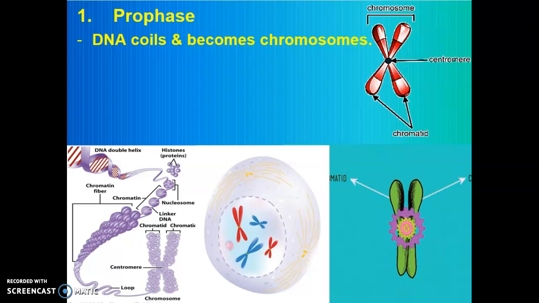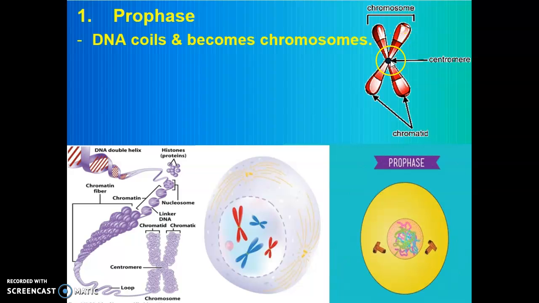So let's not forget here that as long as 2 halves of this X are connected in the middle, we're going to call that 1 whole chromosome. Then we have 1, 2 chromatids. A chromatid is a copy of a chromosome, so you can see each half of the X is a chromatid.